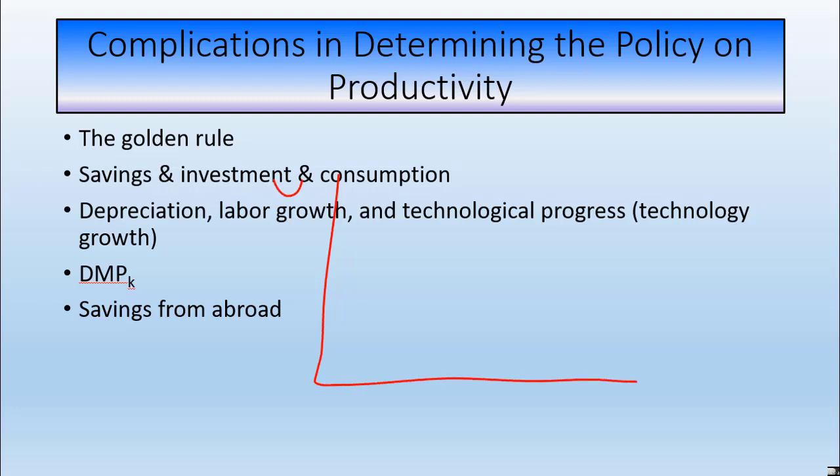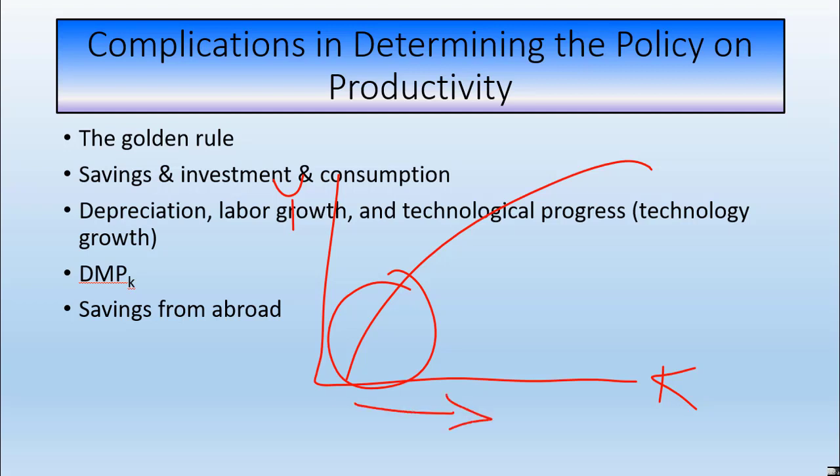This is output per worker, Y. This is capital per worker, and that's what diminishing marginal product of capital looks like. So if you're a country with a small amount of capital per worker, you're on this end, the steeper end of the curve. Of course, you're going to get more gains as you increase your capital in this direction. You're going to get more gains in output per worker than if you're a country that has more capital. So you need to take that into consideration.